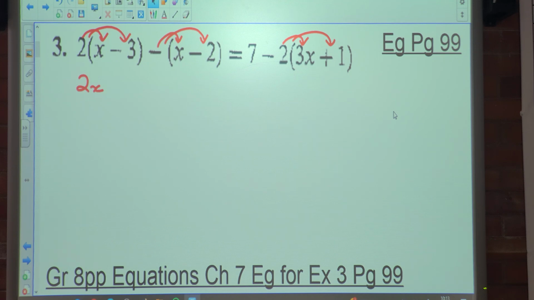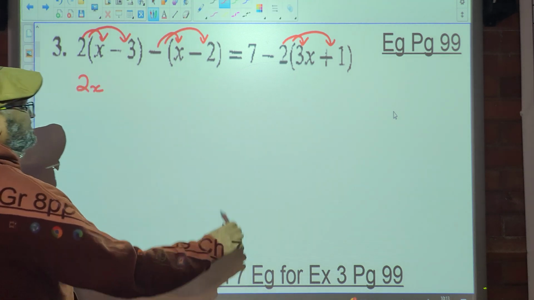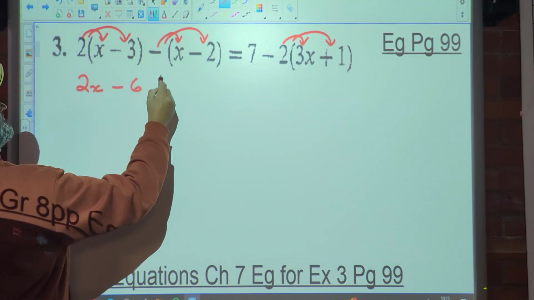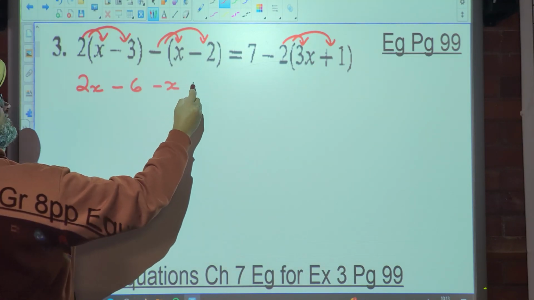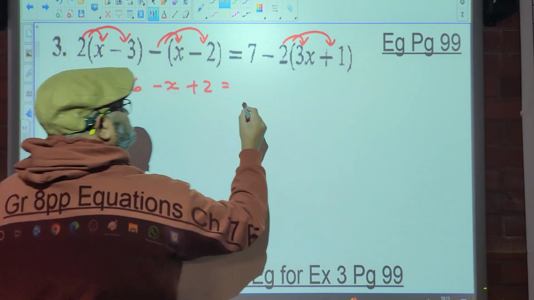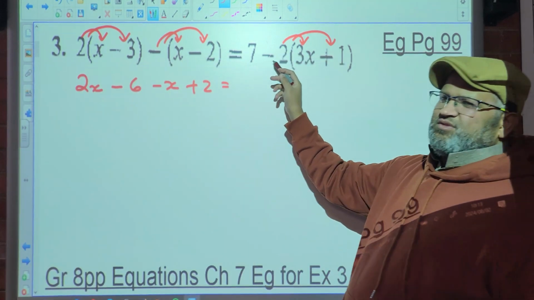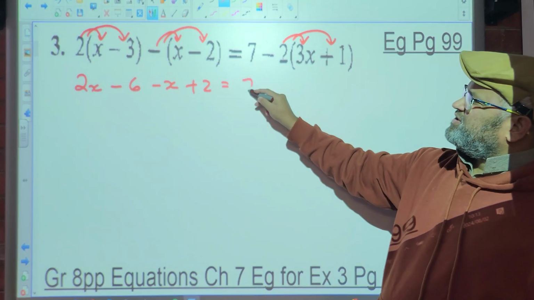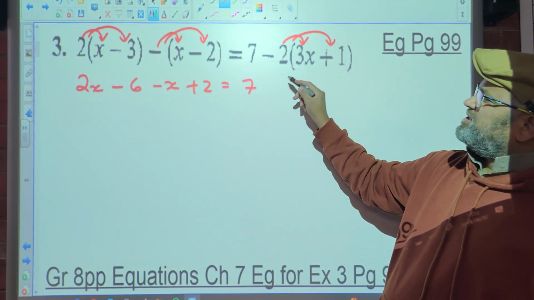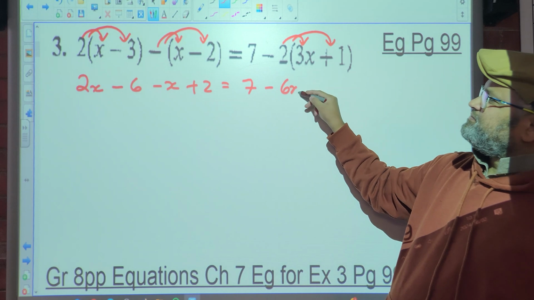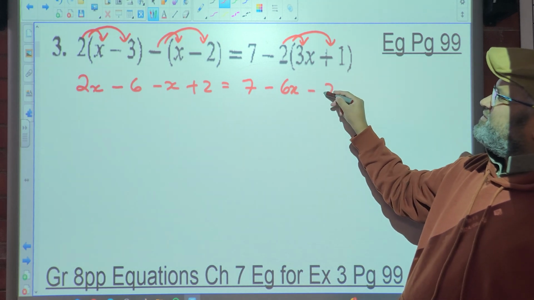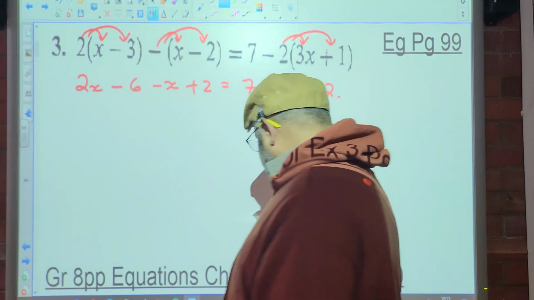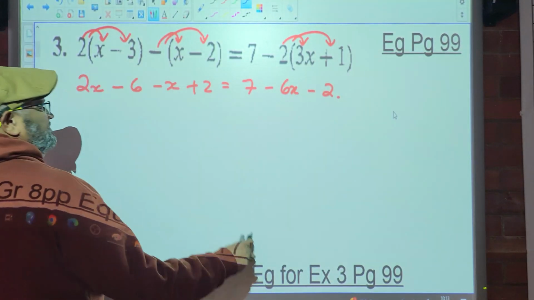Okay, so what do we get? 2x. Carry on. Minus 6, yes. Minus x, negative negative is plus 2 equals. I do not subtract this and get 5. According to BODMAS, the brackets go first. Negative 2 times 3x is negative. Negative 2 times 1 is negative. You guys understand?